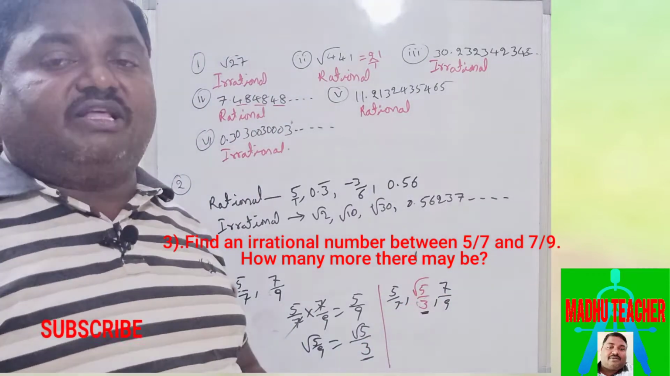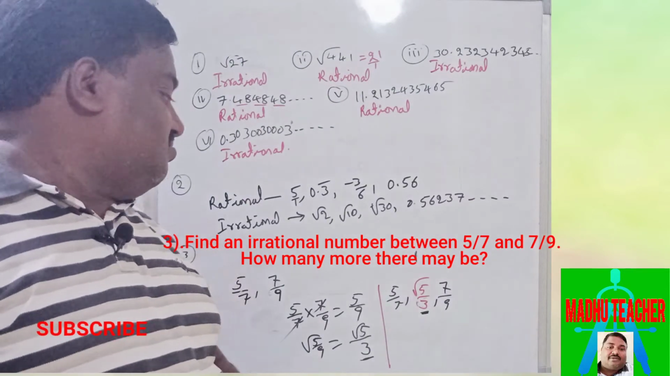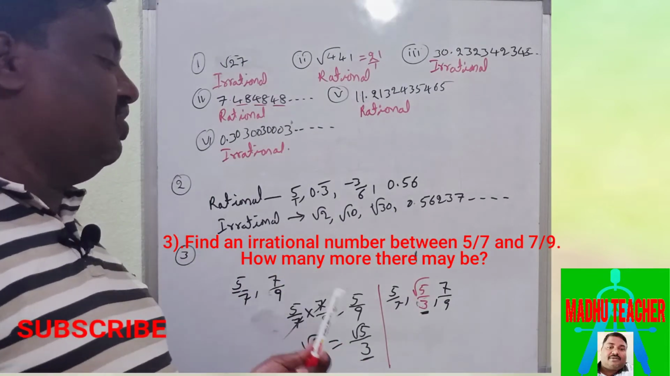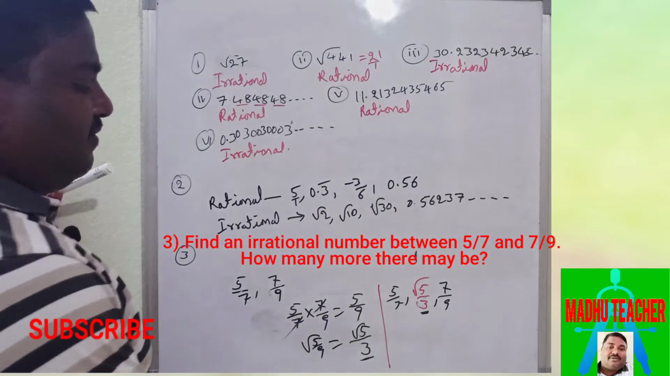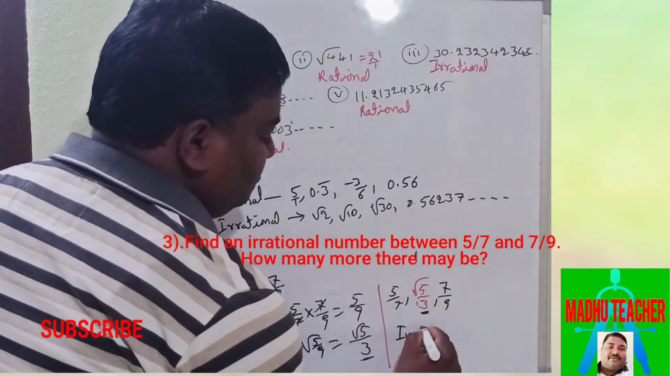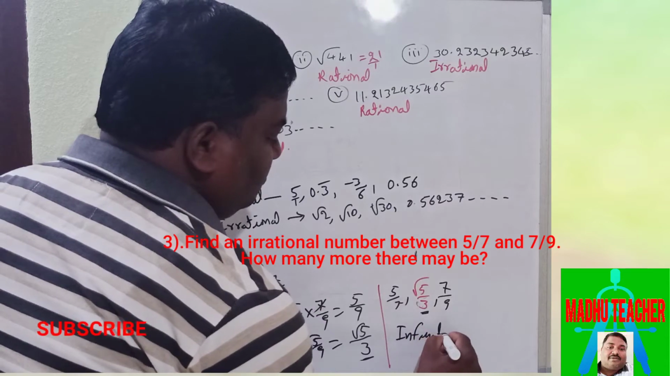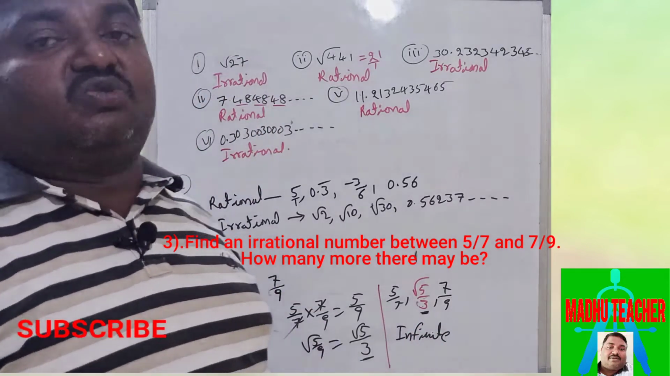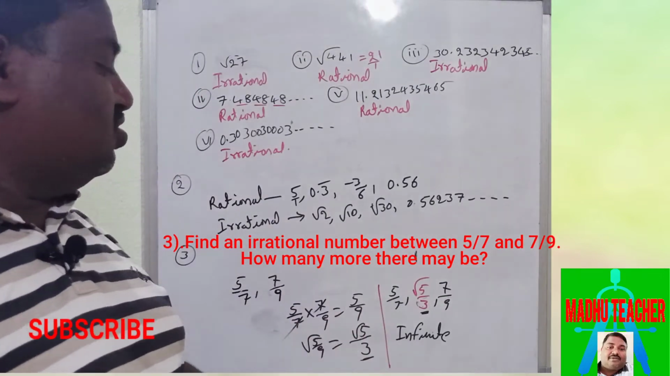How many more are there? Between 5 by 7 and 7 by 9, how many more will there be between these two? We can write infinite. You can write infinite irrational numbers between these two. We can find out many more.